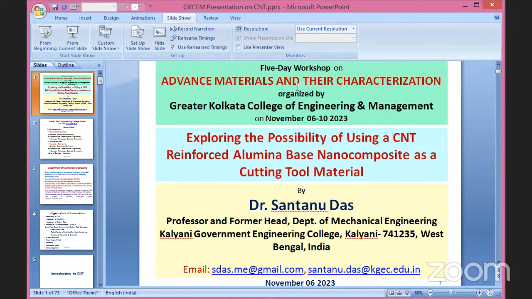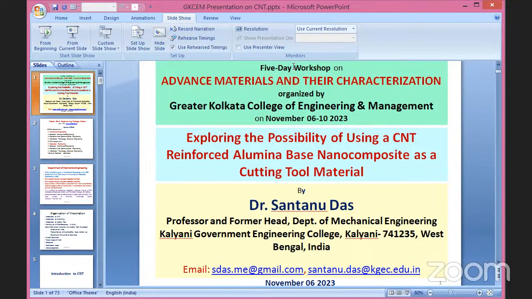So today my talk is on exploring the possibility of using a CNT reinforced alumina-based nanocomposite as a cutting tool material. This particular work we have started in collaboration with the Central Glass and Ceramic Research Institute, which is located at Jadavpur near your Jadavpur University. A few years back, we started this work when Dr. Premal Kumar Das was a principal scientist or senior scientist, something like that. It was his designation, and we progressed a lot.